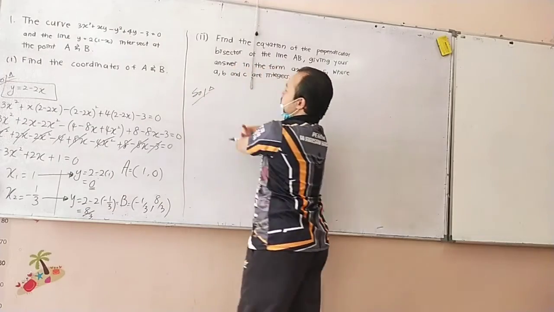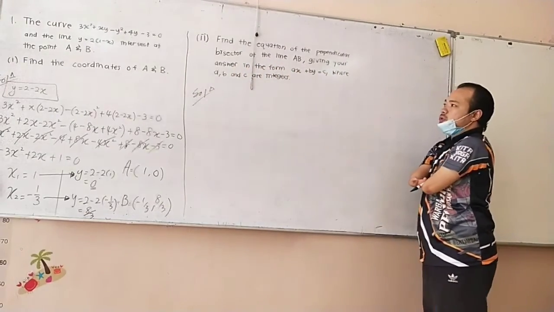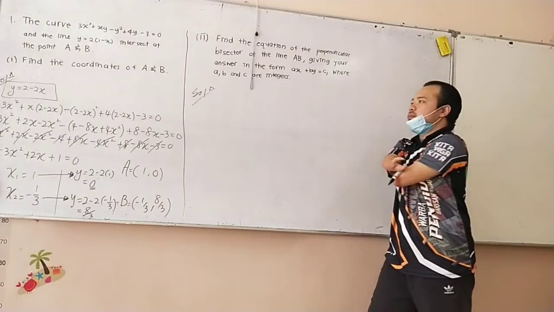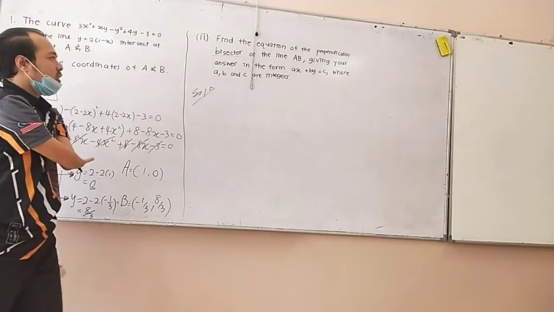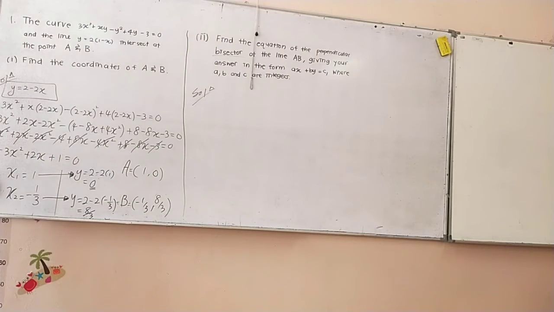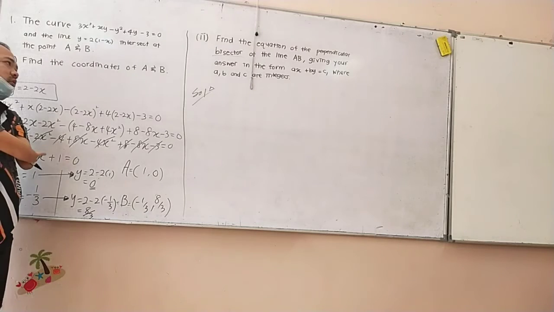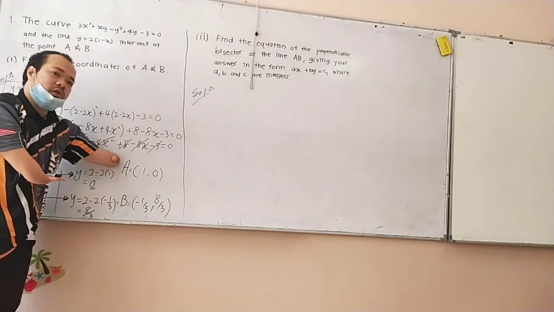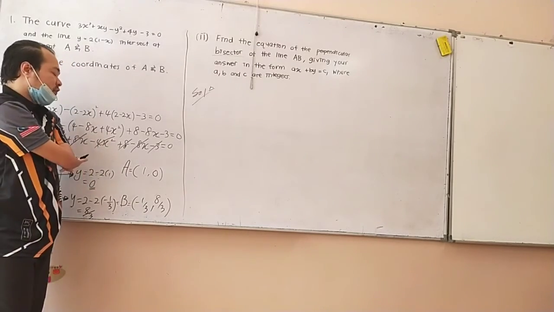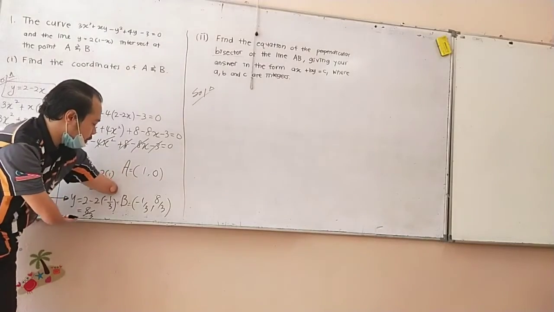Okay, so first, before you want to know the equation of the perpendicular bisector, what does it mean by bisector? Bisector means like the midpoint. Okay, the midpoint. But before you want to know the equation of the perpendicular, you need to know what is the equation of the line AB first. So let's find the equation that passes through the points A and B.